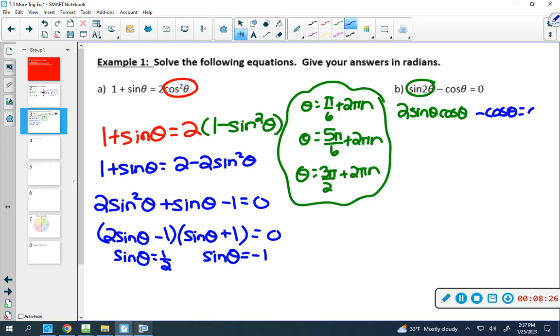So a little different from yesterday. Like I said, you're going to have to do a little more with your identities. Not that that's a big deal. I mean, you get the sheet. Cos in both. Let's factor it out. So I'm going to have a 2 sine and a minus 1. As always, I'm going to set each factor to 0. I'm going to set this to 0 and solve it. We'd add 1, divide by 2.